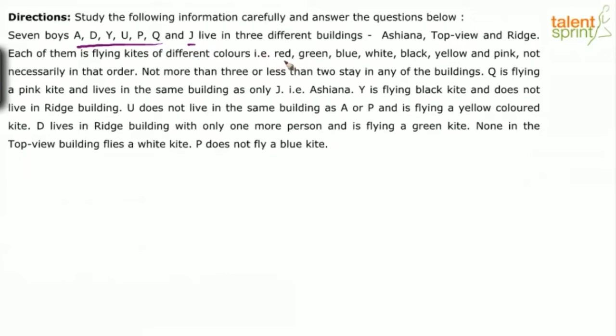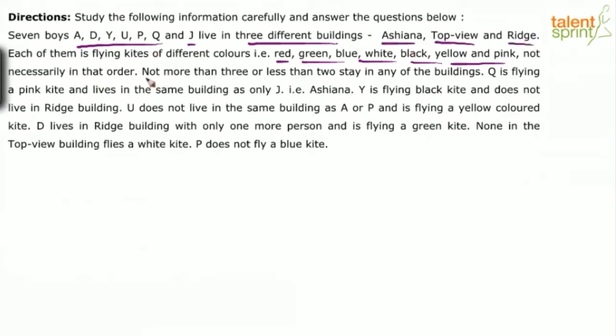So basically we have got 7 boys A, D, Y, U, P, Q and J and 7 different colors. So we have to assign a color to each of these boys, right? 7 different colors. And there are 3 different buildings: Ashiana, Top View and Ridge. So basically this is a distribution problem. You have to distribute these 7 boys in these 3 buildings here, right? Ashiana, Top View and Ridge.